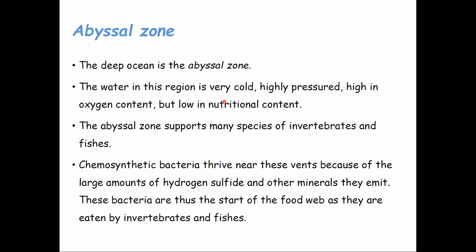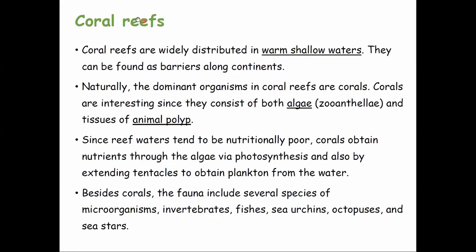So this is all about the ocean layers, the four zones of the ocean, with examples, how they are occupied, the flora and fauna, and the special characteristics of each zone. Right. Next, we will move into the next ecosystem, coral reefs.